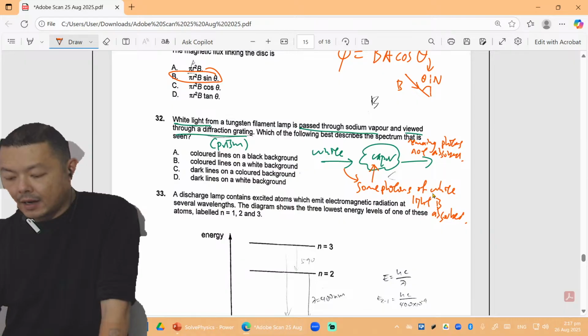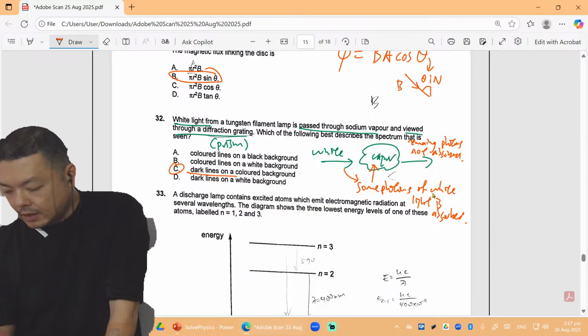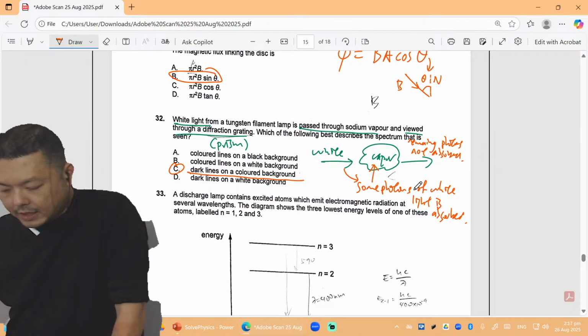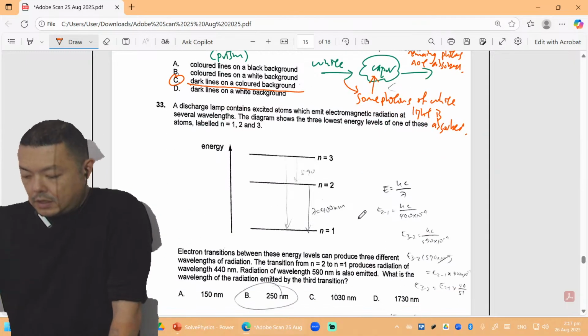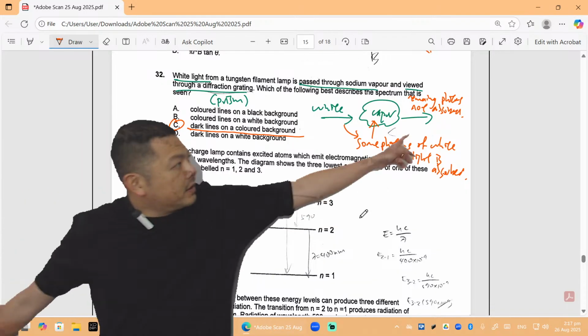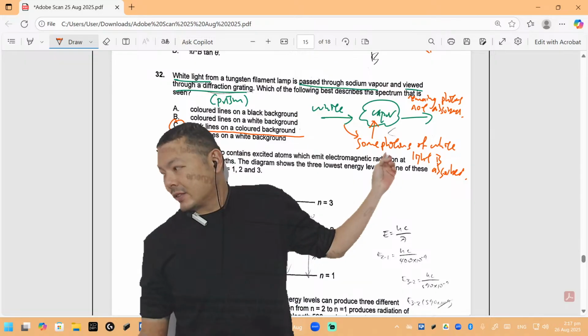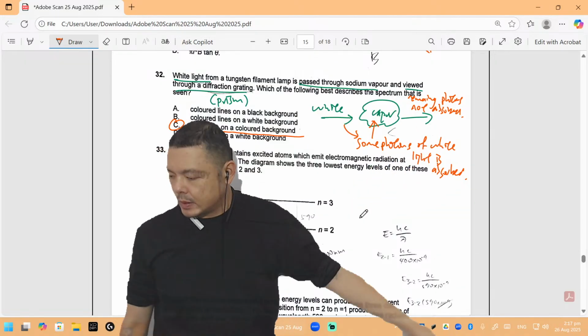So that would be dark lines on the color background. C would have been your answer. Dark lines on the color background, not a white background, a dark background. So C is your answer, because the remaining photons not absorbed is actually a lot. You only absorb like 5 or 6 or 7 of them, and the rest of them are not absorbed.